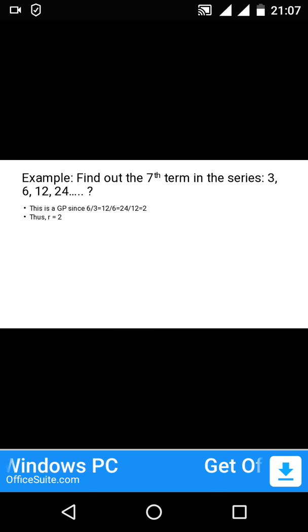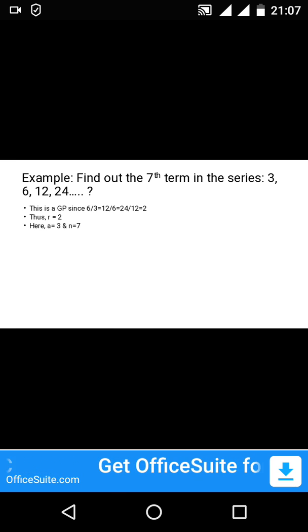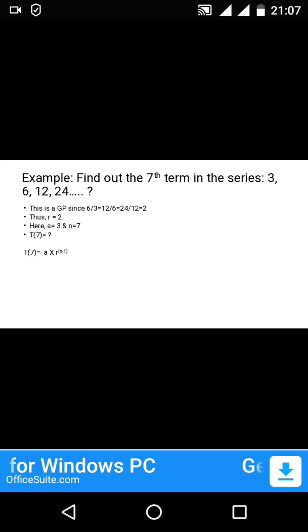r here is 2 that we have found out. The first term a is equal to 3, and since we have to find out the 7th term, n will be equal to 7. So we have to basically calculate T7, the 7th term. How do we calculate it? The formula is T7 is equal to a into r raised to the power n minus 1.